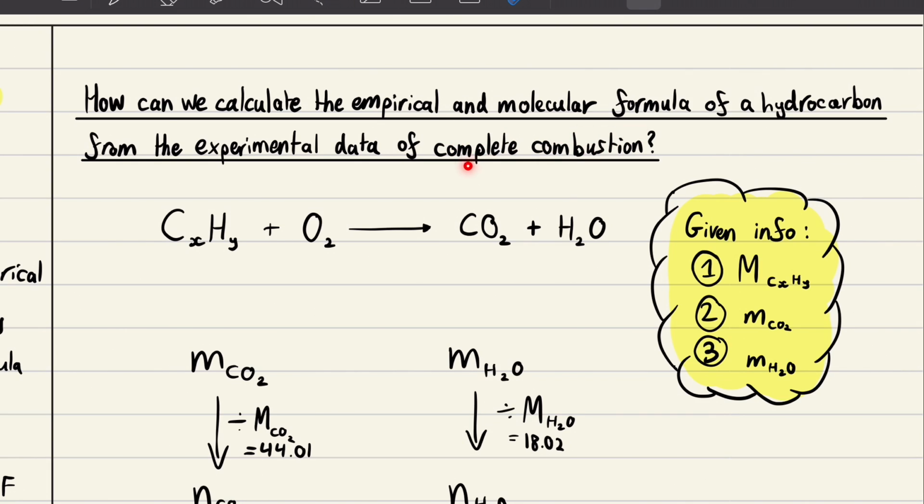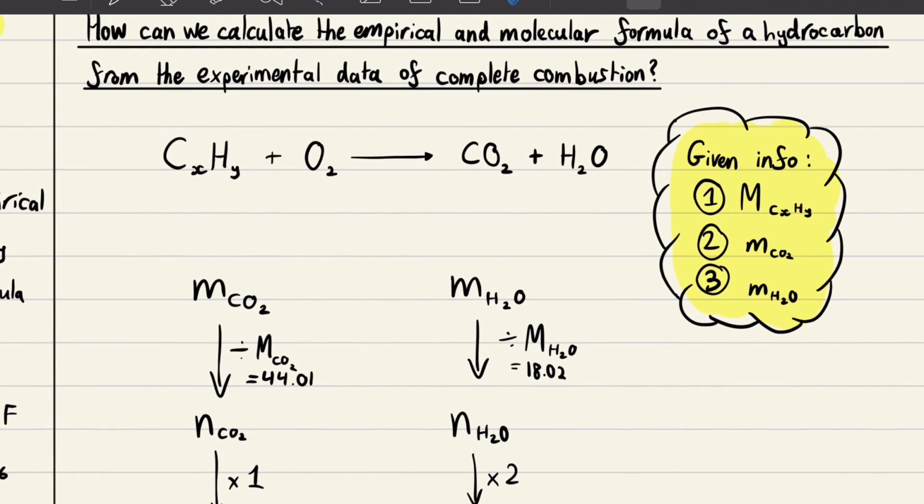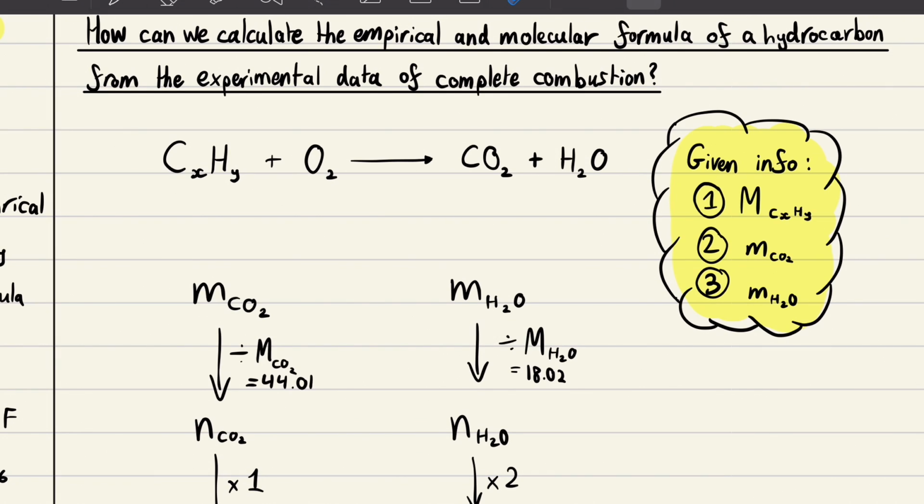Now, what do we know about complete combustion? We know that when hydrocarbons undergo complete combustion, they react with excess O2 to form CO2 and H2O, and these are the only products. Now, in the exam, they will give you info on the mass of CO2 produced from this reaction, the mass of H2O produced from this reaction, and the molar mass of the hydrocarbon used. This is used to find the molecular formula, which we'll use later on. However, these two are important for finding the empirical formula.